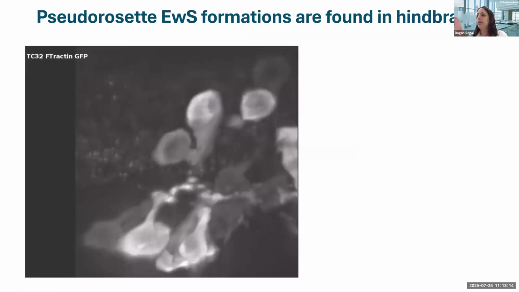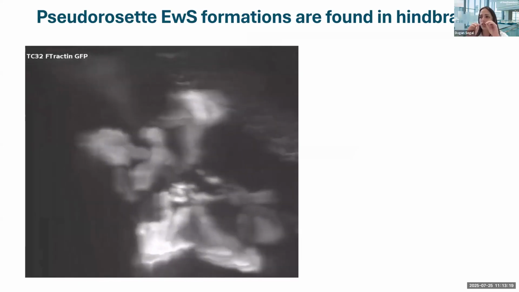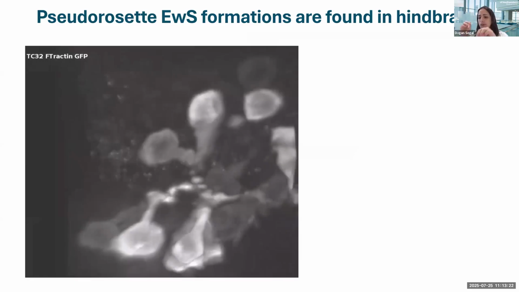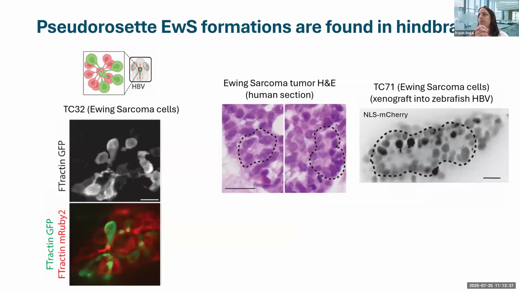So we decided to look a little bit more closely, and what we observed was a distinct cellular architecture for the hindbrain ventricle that wasn't present in other seeding sites. And that's the formation of these pseudo-rosette-like structures with cell bodies pointing outwards and protrusions pointing inwards towards a central point. And this was really interesting because it was reminiscent of a phenomenon observed in about 10% of Ewing sarcoma patients, which pathologists classify as pseudo-rosettes, so these rings of nuclei with a hollow space in the middle.